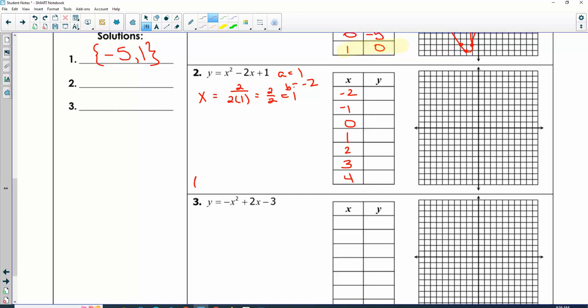Make sure when you plug these in, you're doing your number in parentheses squared, minus 2, number in parentheses, plus 1. All right, you two do negative 1. Kale, or negative 2. Kale, Noah, negative 1. 0. Aiden and Esther, 1. You guys do 2. You ladies do 3. I'll do 4.